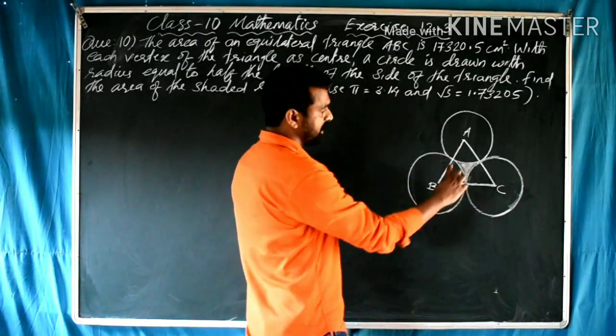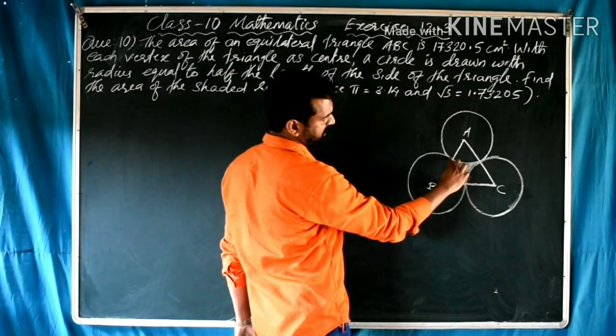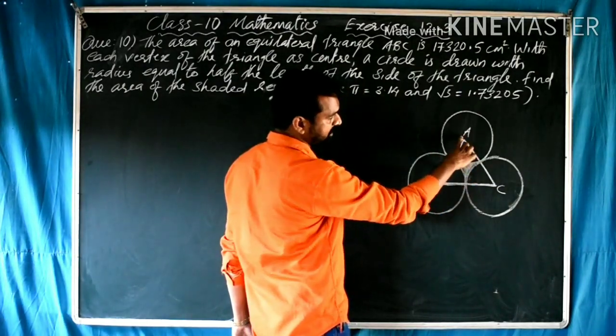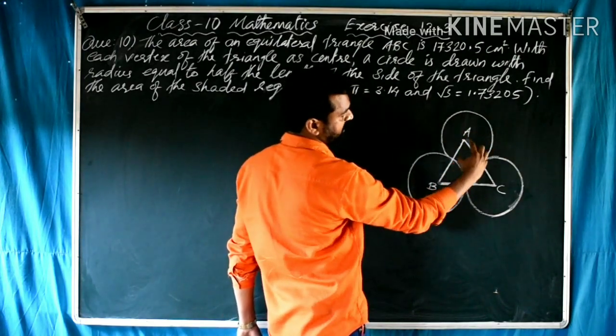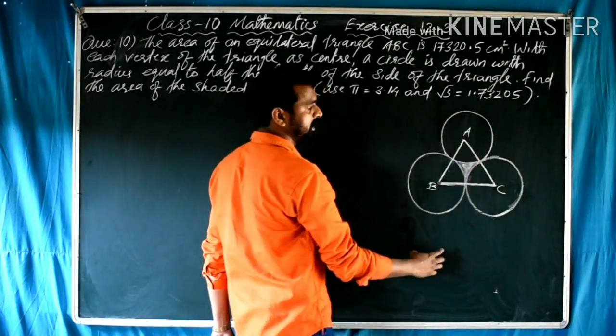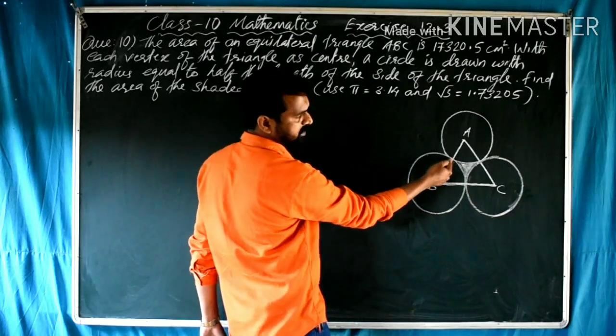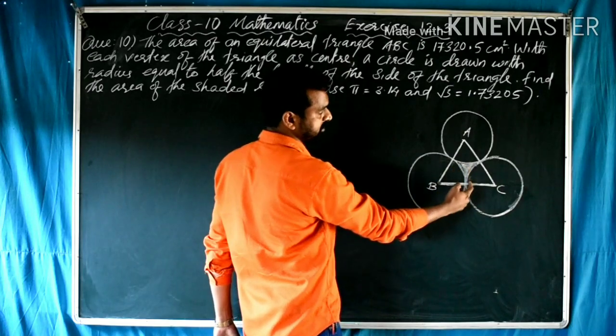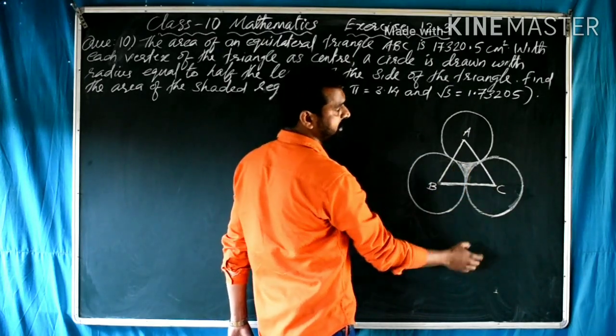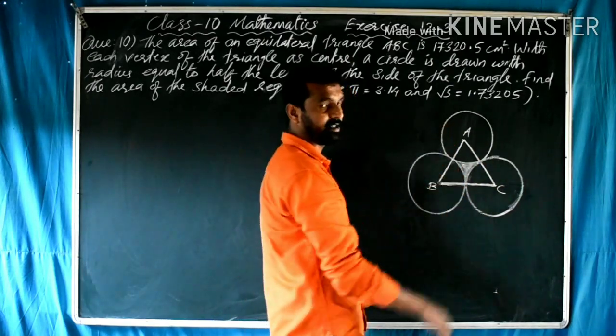That means here the radius of this circle we have taken half the length of the side AB, and the radius of this circle also we have taken half the length of the side AB. So this one is the center of the side of triangle ABC, this one is the center of the side BC, and this one is the center of the side AC.